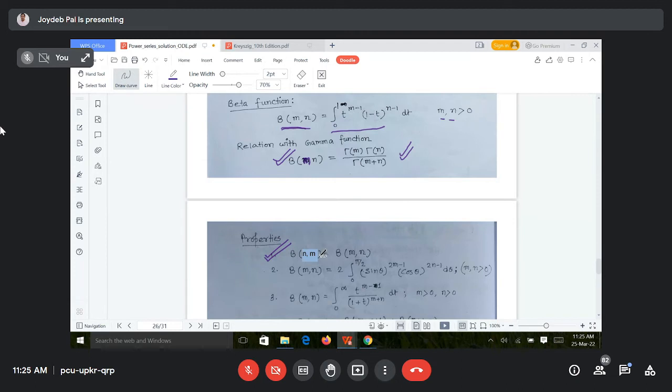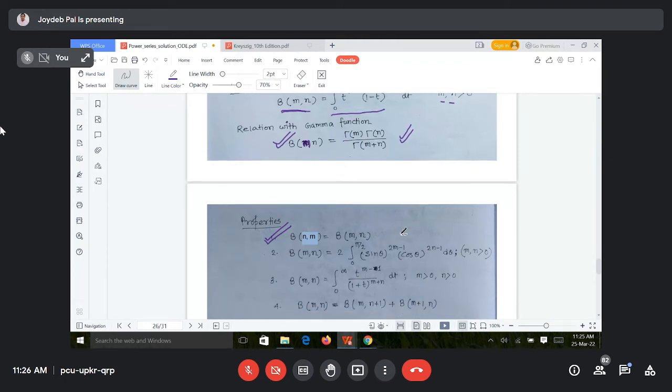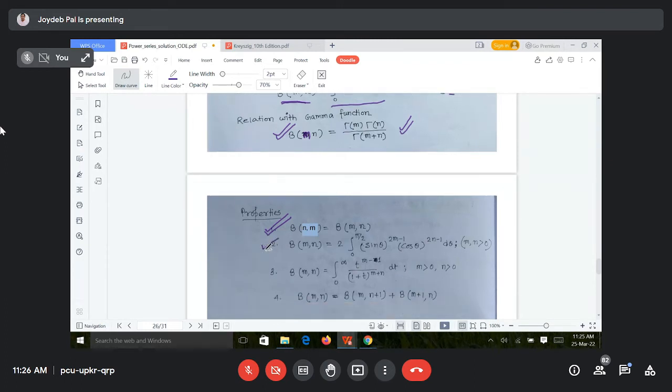Beta n comma m and beta m comma n both are the same. So the beta function follows the commutativity property. And this is another important property of the beta function, which is used to find the integration of trigonometric functions sine and cos. Okay, so I will show you how to use it.